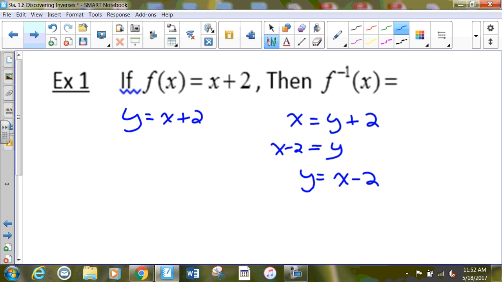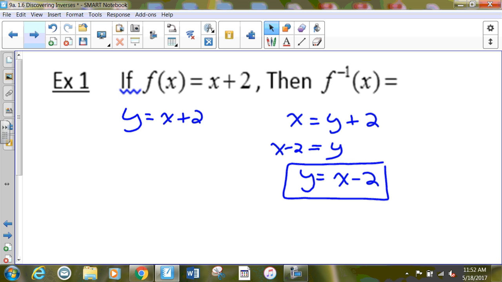Here we go. Y equals x minus 2 is the inverse of the function. Y equals, I'm sorry, did I say x plus 2? Y equals x minus 2 is the inverse of the function. Y equals x plus 2.